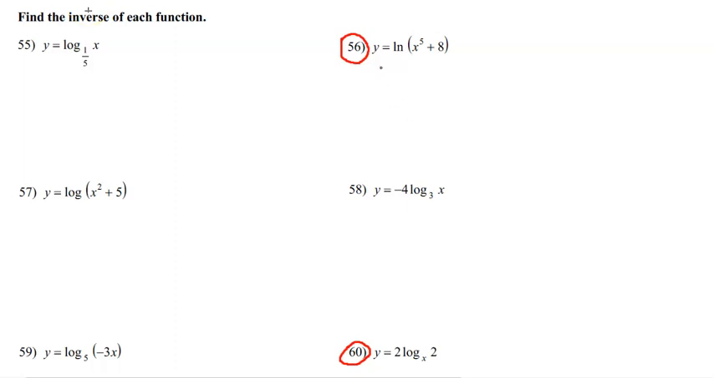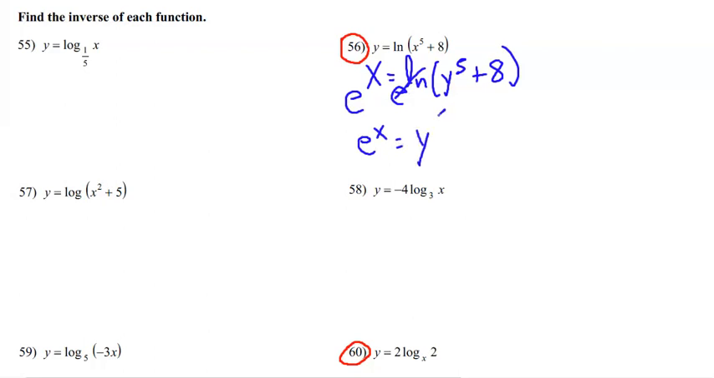Let's look at 56. y equals ln of x to the fifth plus 8. So what we want to do is switch the x and y and solve for the new y. So we're going to base each side by e to get rid of the ln's. So e to the x equals y to the fifth power plus 8. Subtract 8 on each side. So we have e to the x minus 8 equals y to the fifth.